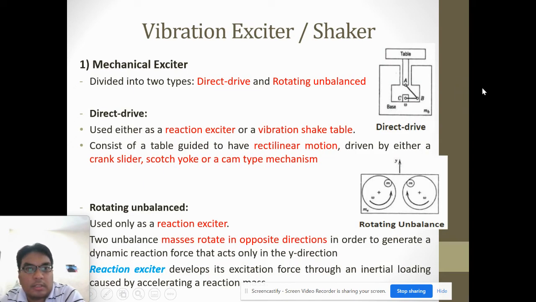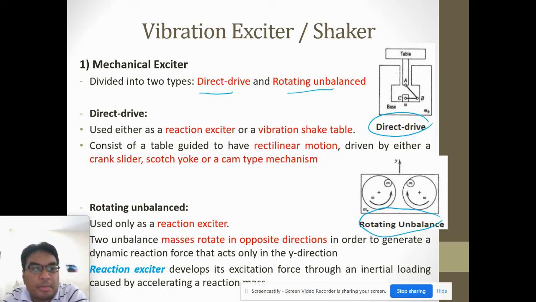Okay, so the next one is on the vibration exciter, the shaker. First, we have a mechanical exciter. As shown in this one, we have two types, direct drive or rotational unbalance. This is direct drive, and this is rotational unbalance. The direct drive uses either the reaction exciter or the vibration shaker table.